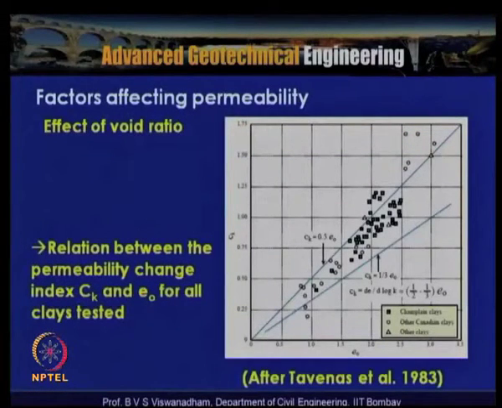So in this plot, the relationship between the permeability change index, or permeability change factor Ck, and e0 for all clays tested is shown, after Tavenas et al. 1983. Here it can be seen that the permeability change index Ck is approximated as 1/2 to 1/3 e0, and there are upper bound and lower bound values which are actually shown. This is based on all the types of clays tested and reported by Tavenas et al. 1983.